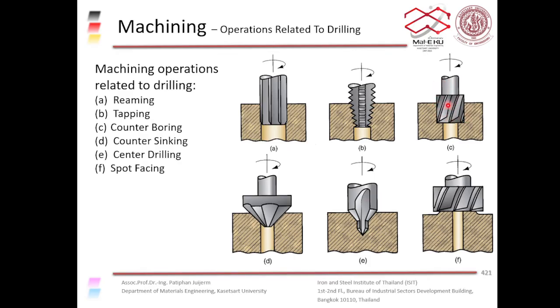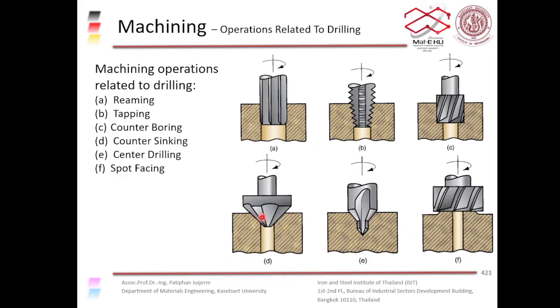The reason you want counterboring is that you don't want the head of the bolt to protrude from the surface. You want the head of the bolt to be flush with the surface. So you counterbore so that the bolt sits in the hole, flush with the surface.